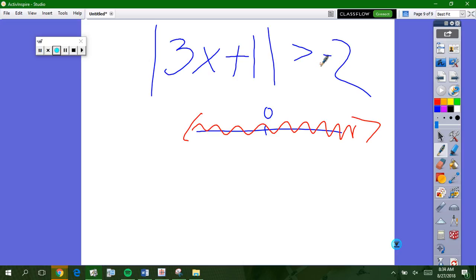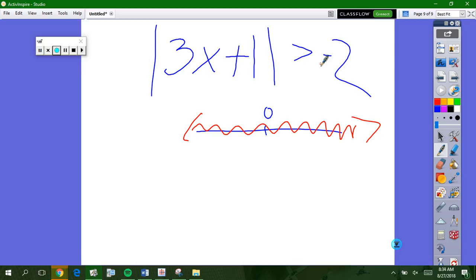Okay, so think about what that means in general. When an absolute value is equal to a negative, does that ever happen? No, never. When can an absolute value be greater than a negative number? Always. So all real numbers. Help you out there, right?